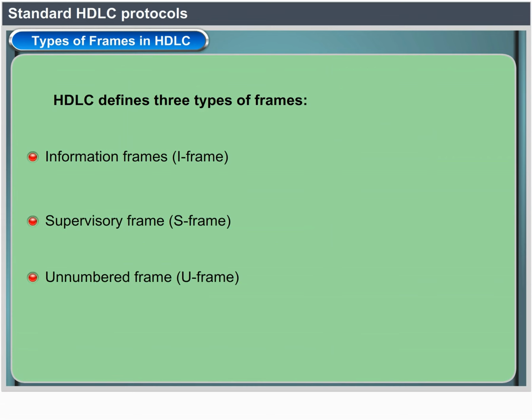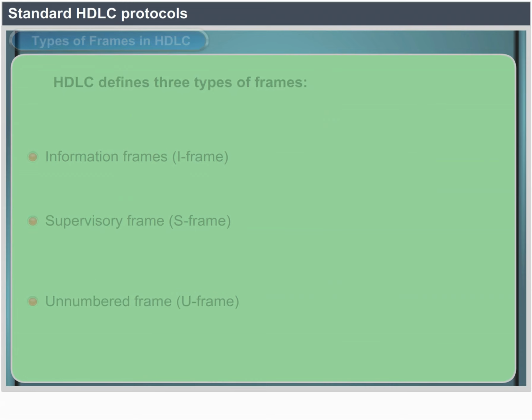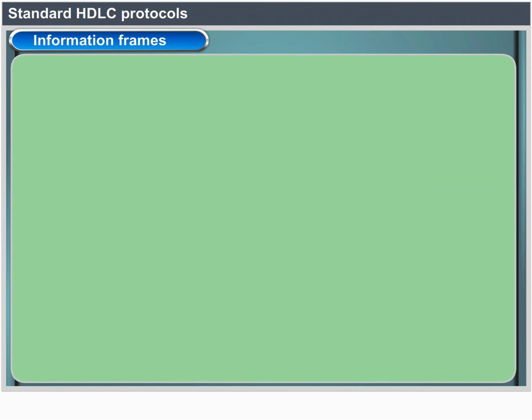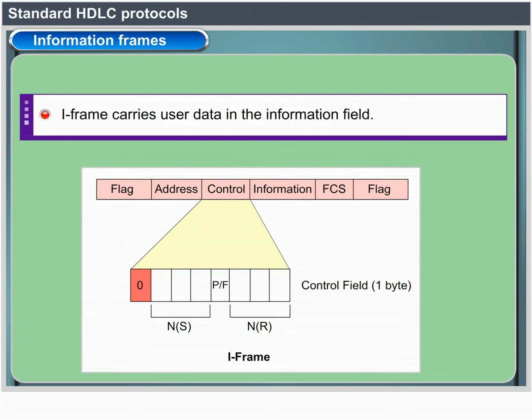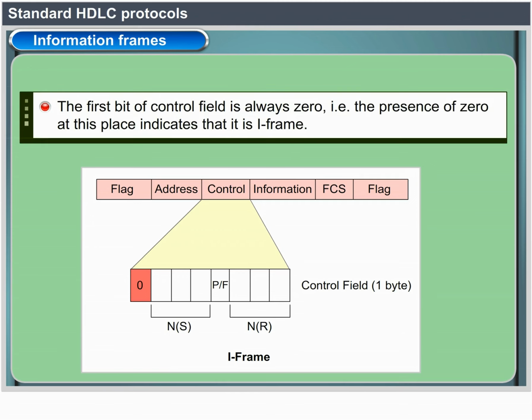Information frames. I frames carry users' data and control information about users' data. I frame carries user data in the information field. The I frame format is shown in the diagram. The first bit of the control field is always 0. That is, the presence of 0 at this place indicates that it is an I frame.